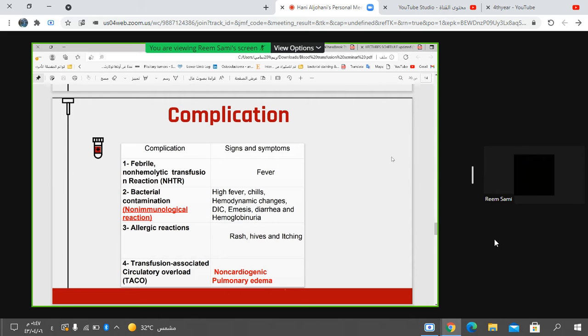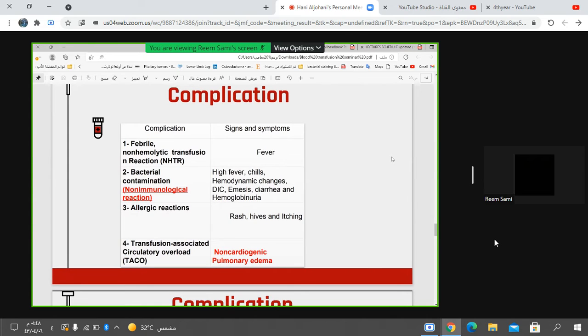The other complication is bacterial contamination, and this is a non-immunological reaction. Your patient will come with high fever, chills, hemodynamic change, DIC, emesis, diarrhea, and hemoglobinuria. The other complication is allergic reaction to donor component. Your patient will come with rash, hives, and itching. And the other one is transfusion associated circulatory overload. This happens when we do large volume transfusion to an old patient with congestive heart failure. And your patient will come with non-cardiogenic pulmonary edema.